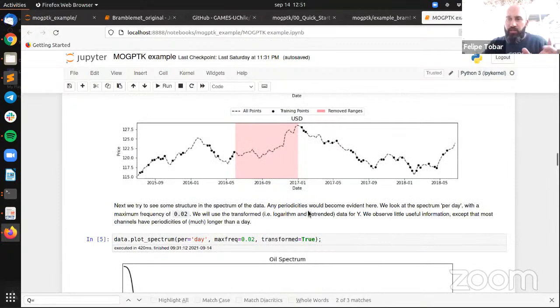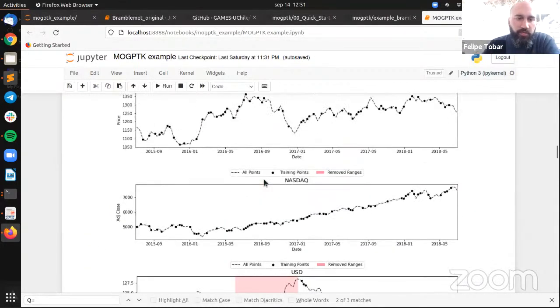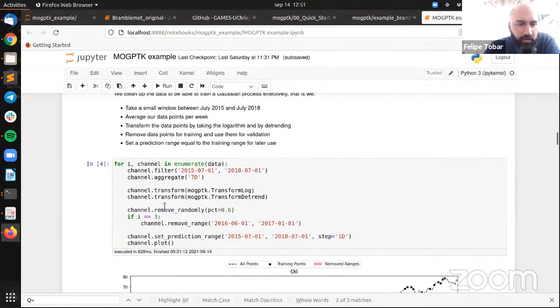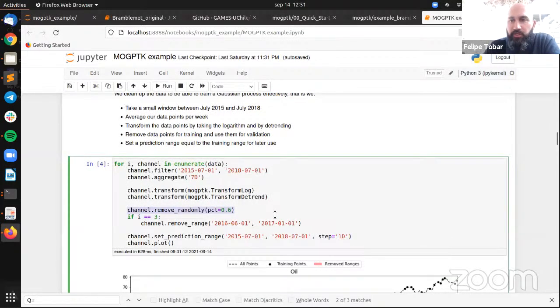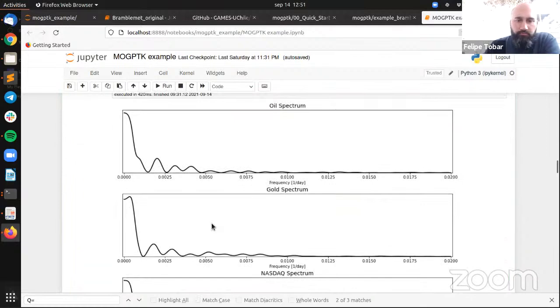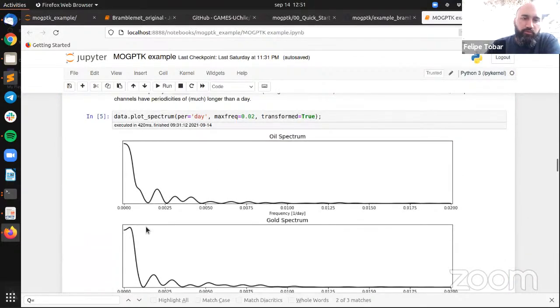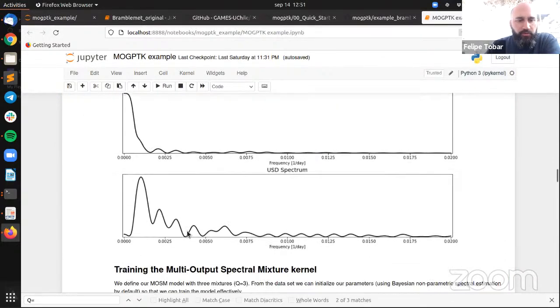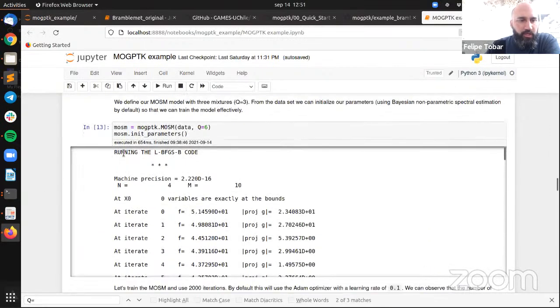When we remove an entire range, it's denoted like this by the toolbox, and when we delete individual data points, it's not denoted in red. We have a few functions here. This function is called channel remove randomly; it removes 60% of the data in that channel. Or you can remove a range and so on. Same thing again. We're going to run spectral estimation first to initialize hyperparameters.